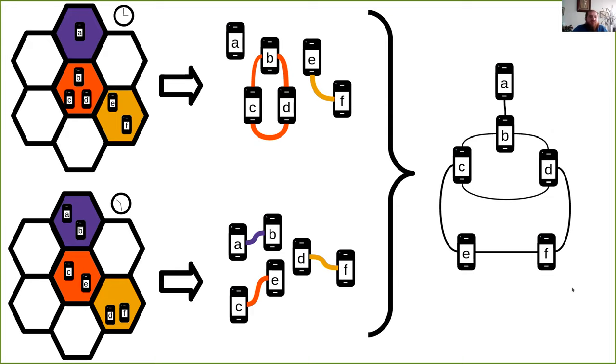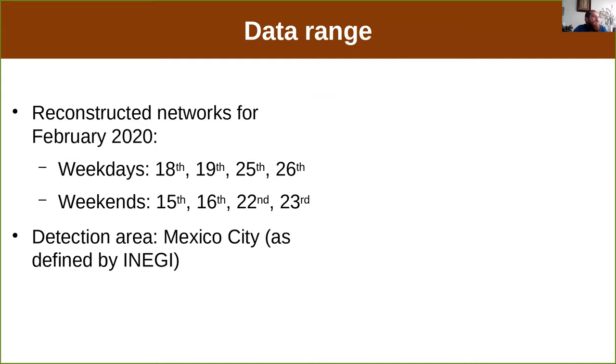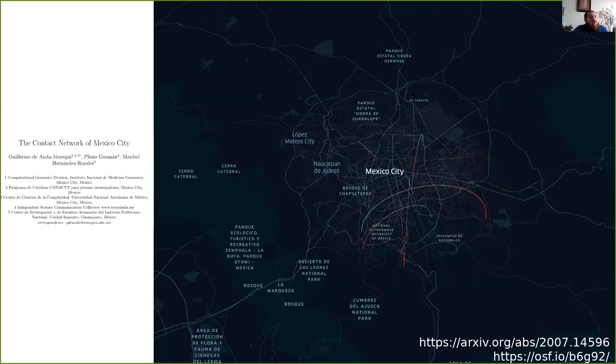So for our initial approaches, we reconstructed networks for February 2020, which is pre-pandemic time for Mexico City. We wanted to have a representative sample, so we analyzed 4 weekdays and 4 weekend days of devices located within the boundaries of Mexico City as defined by our Census Bureau in Mexico. So we end up with a network like this. Something very important for me to highlight is that we released this data set for these days, and it's available at the OSF in order for other researchers to make use of it.